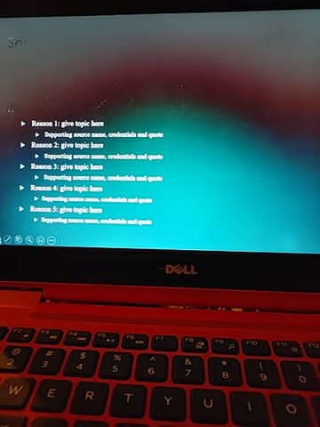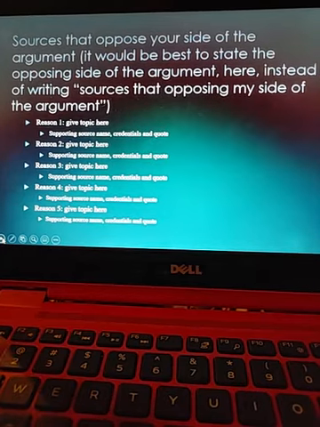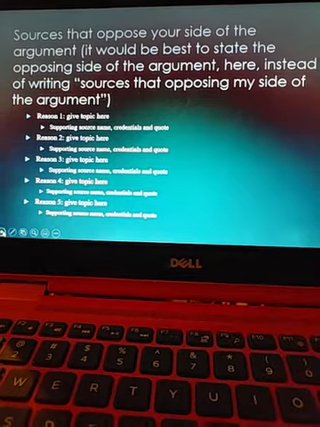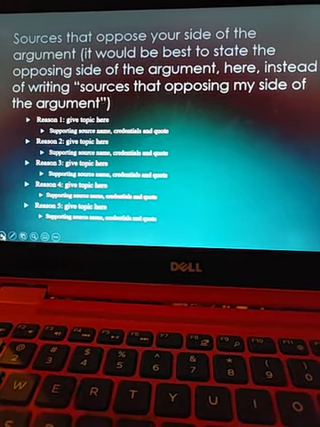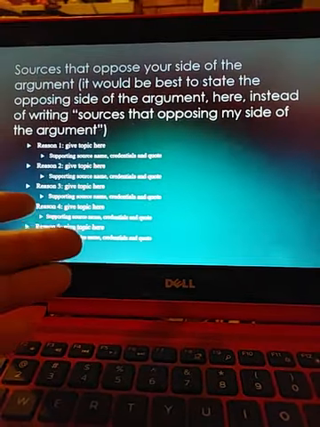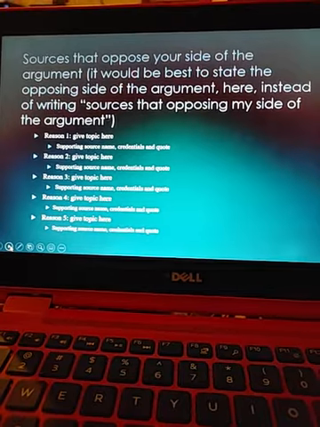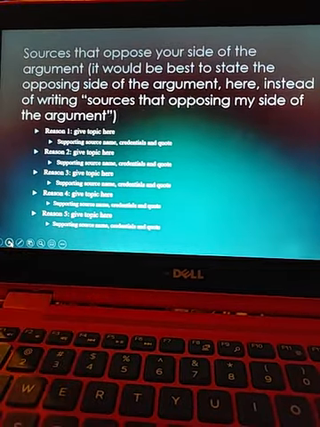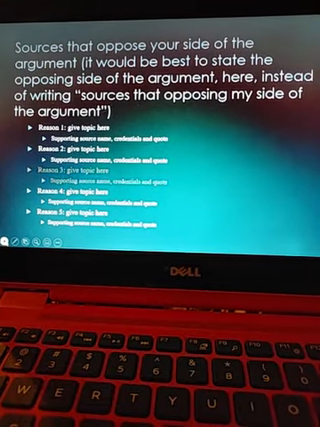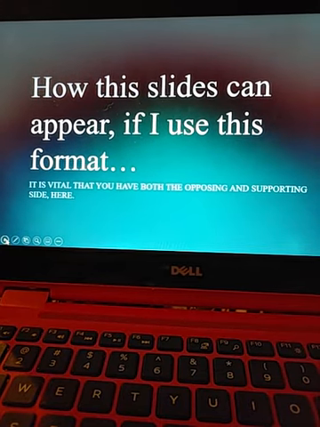Now, you can also use this second format if you want to, where you're putting all your supporting sources on one and all your opposing sources on one slide, okay? But if you do that, I highly suggest you put your opposing sources first, just like you would in your essay, where you would put your opposing sources first. So if I use this format where all of my supporting sources are on the same slide, all of my opposing sources are on the same slide, hopefully I get it to go. This is how this format can look.